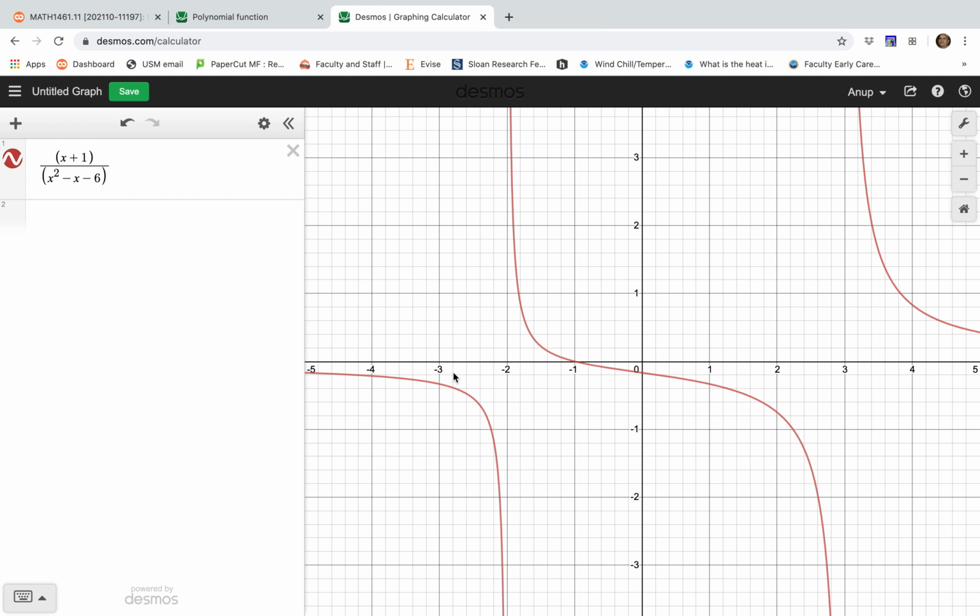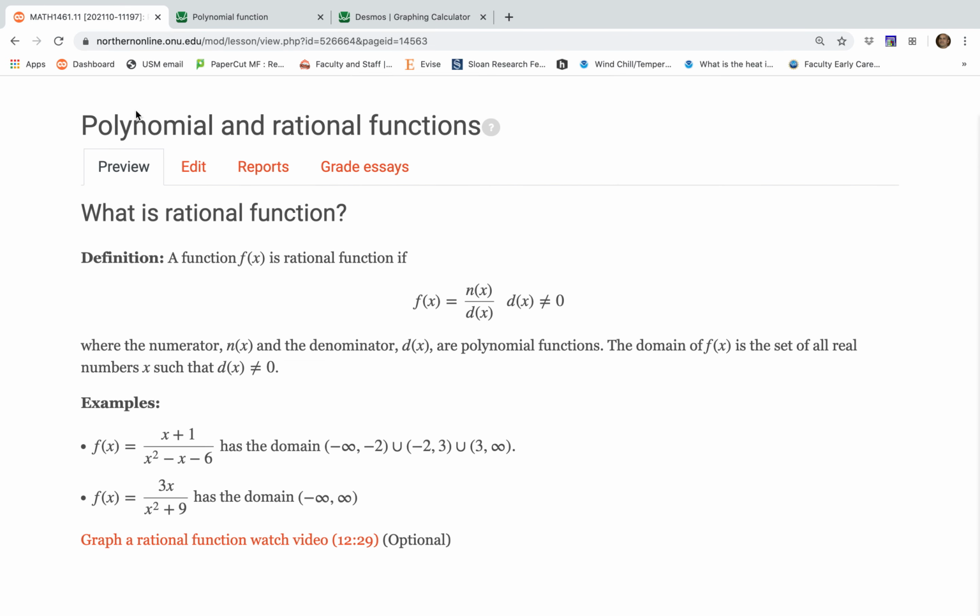Whenever x gets closer and closer to -2 from the left hand side, the curve just gets smaller and smaller, and when x gets closer and closer to -2 from the right side, the curve is getting larger and larger. Exactly at -2, there is no value of the function. In that case, we can say the function is not defined. A similar interpretation we can do here at 3. So that's why -2 and 3 are not in the domain of this function.